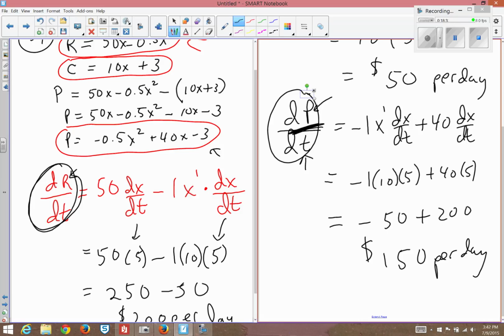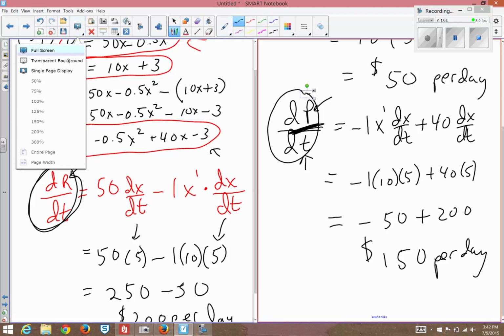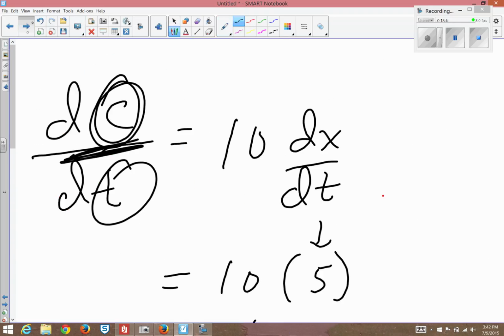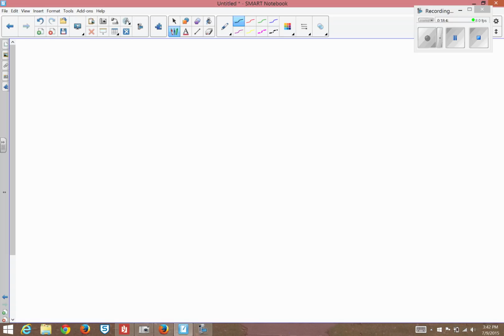All right, Chapter 3, Section 1 is to learn a new formula for a derivative. Here's a new derivative formula.